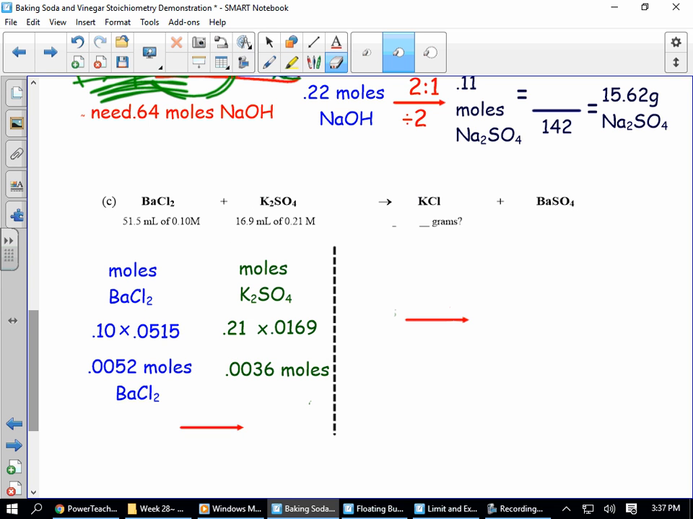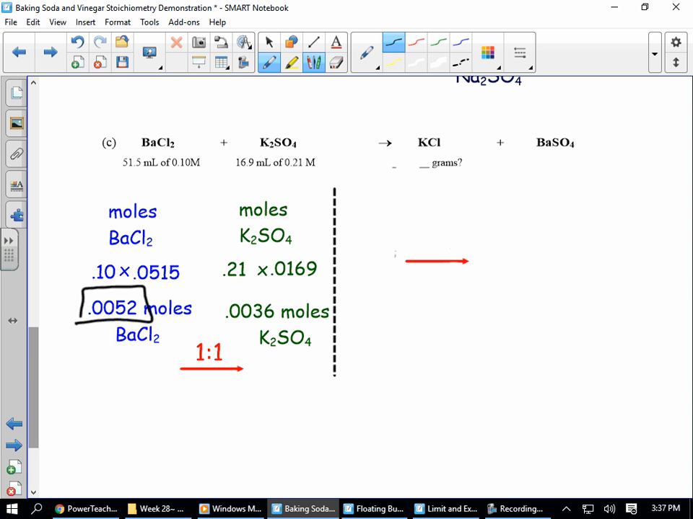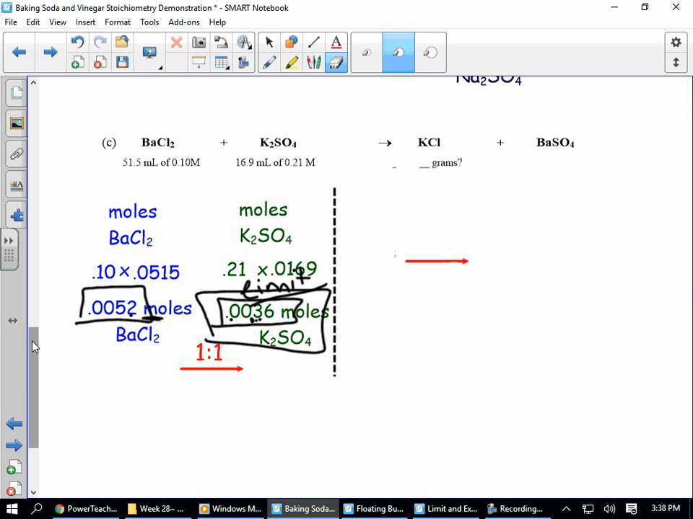Then for my moles of K2SO4, do the same thing. Take the volume in liters, multiply it by the molarity. Now, this is a 1-to-1 ratio. So if I have 0.0052 moles of BaCl2, I should have 0.0052 moles of the K2SO4, and I do not. So therefore, this is less than I need. So this is my limiting.